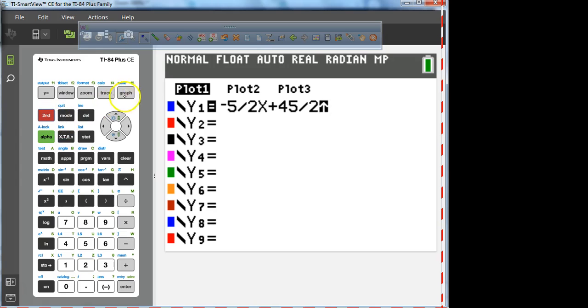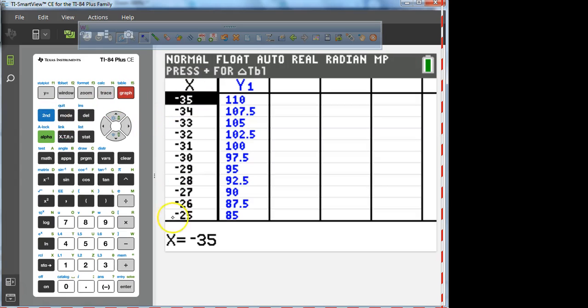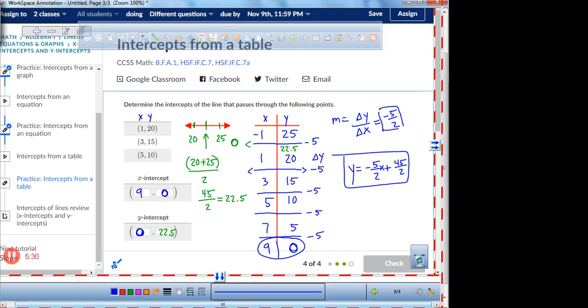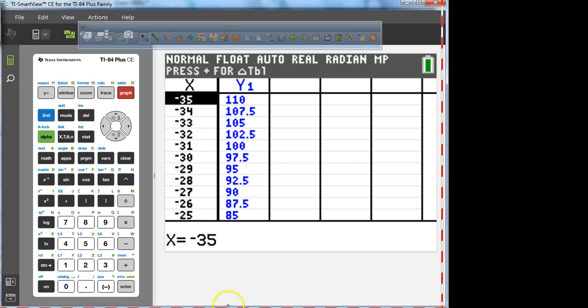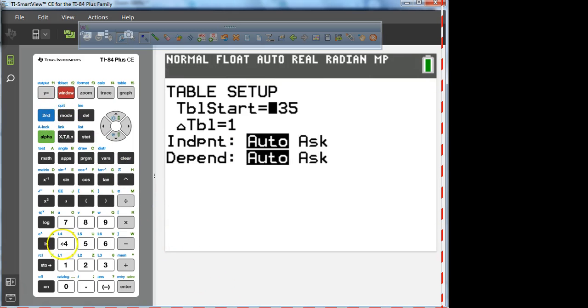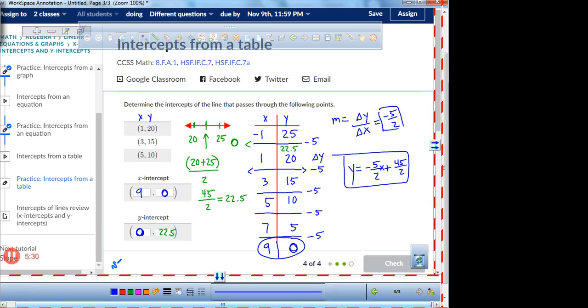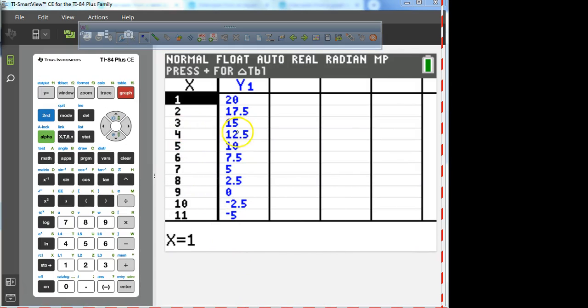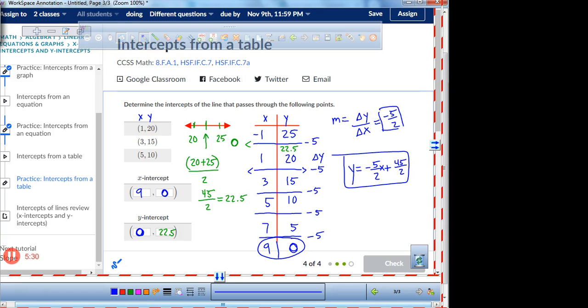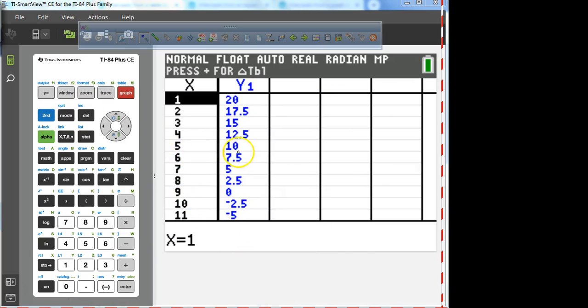All right, let's check our table. Now, when I say check our table, here's what we're going to do. We're going to check to see, does it have a 1 and a 20, a 3 and a 15, and a 5 and a 10? So let's check it. Oh, let's go all the way to 1. There we go. Sweet, 1 and a 20, that works. What's the next one? 3 and a 15, it works. And 5 and a 10, look at that.